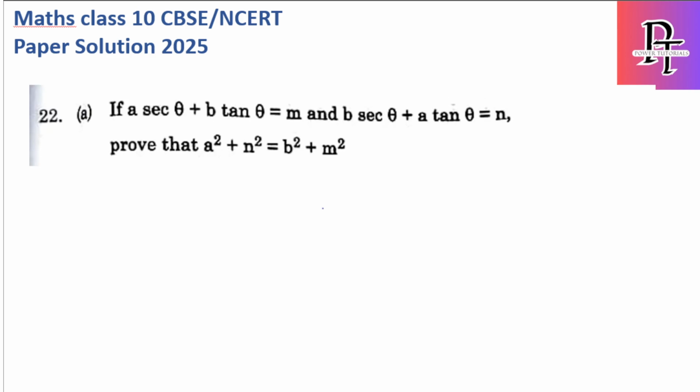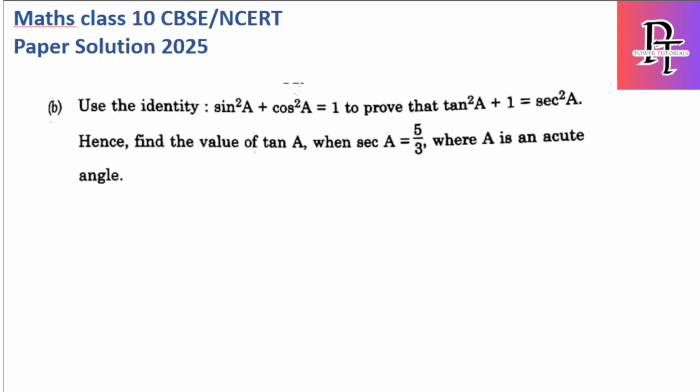Let's move to the next question, which is 22nd. Here also we have A and B, both are trigonometry type of questions. We have here secant tan type of question. They are asking to prove some relation. What about B part? Using the identity, prove that tan square plus 1 is equal to secant square, and hence find the value of A where A is acute.